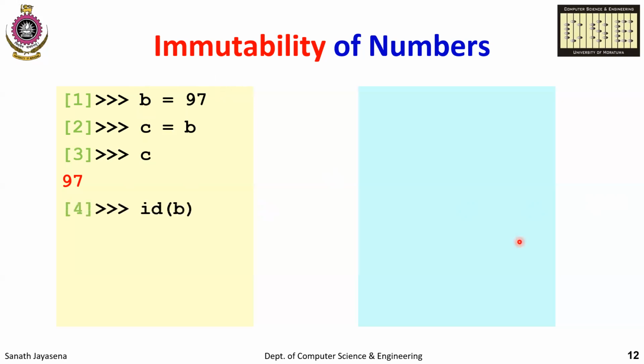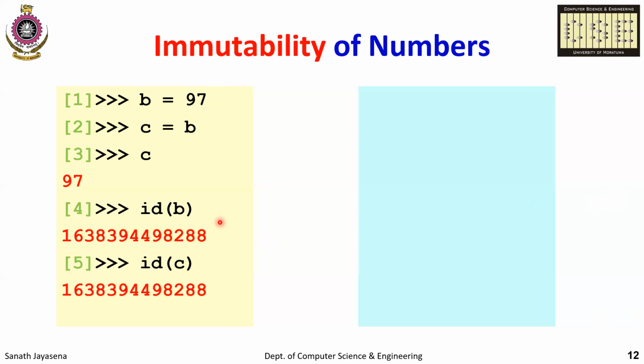We can find it out by using the id function. So we'll say id, and within parentheses as argument, we give b, and it gives a particular number. This is the identity of b. As we have earlier explained, just imagine that it's the address of this object in memory. Now I would like to see what is the identity of c. When I give the input id of c, what does it give me? It gives exactly the same thing as here.